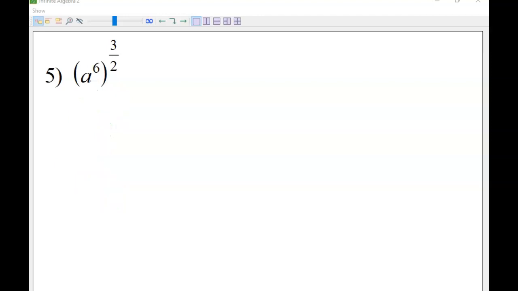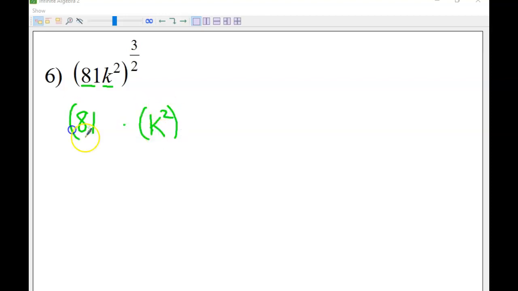Okay. Next one puts a different little bit of a spin on it. The first thing we do when you have both a number and a variable in there is, first of all, you're going to split those two things up. We're going to put the 81 and the k squared separately. And then we're going to apply that exponent to both of them separately. Okay, so for the k squared, it's going to be 2 over 1 times 3 halves. So that's going to be 6 over 2, which is 3.